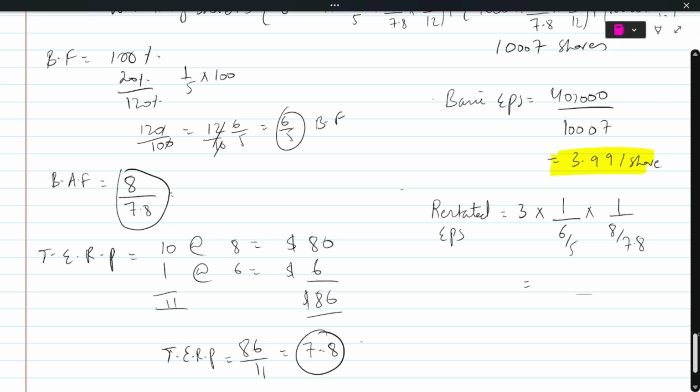Okay, so this is something I wanted you guys to know. So 3 into 1 over 6 over 5, into 1 over 8 over 7.8. So that's 2.43 or just 2.4. Okay, that is your restated EPS.